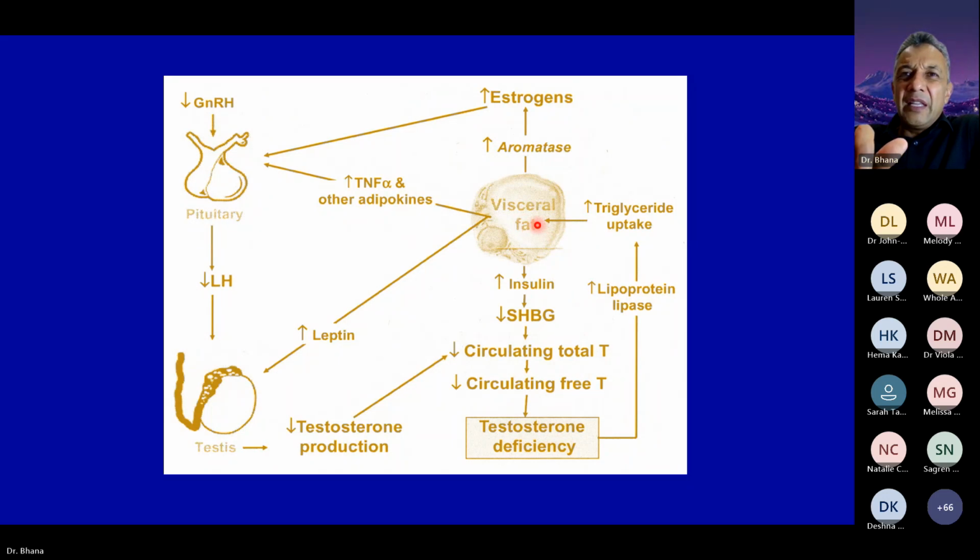And then insulin resistance decreases sex hormone binding globulin, also has an effect on low testosterone, and that in itself causes a low testosterone production. And so you can see that central obesity, mainly visceral fat, has a profound effect on the entire endocrinopathy around testosterone, its aromatization, and its production.